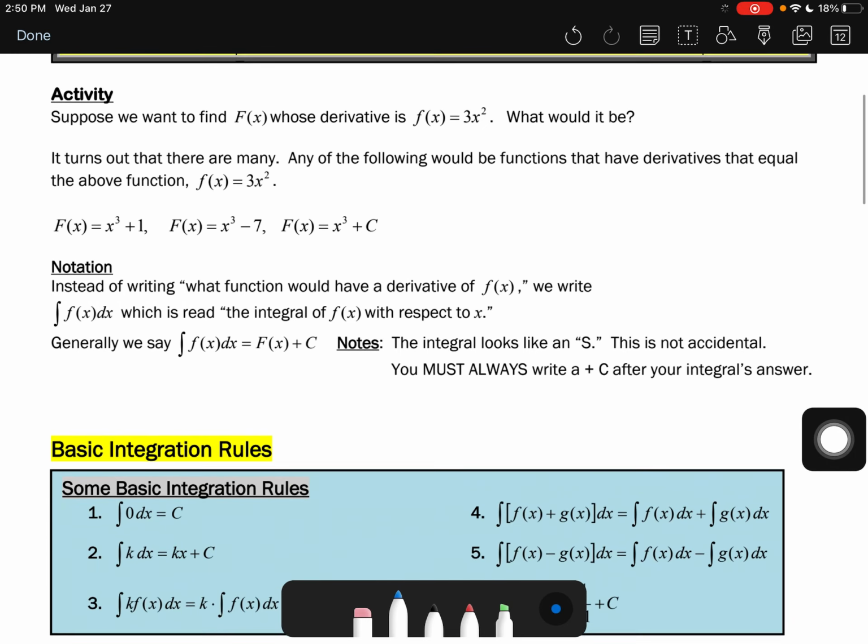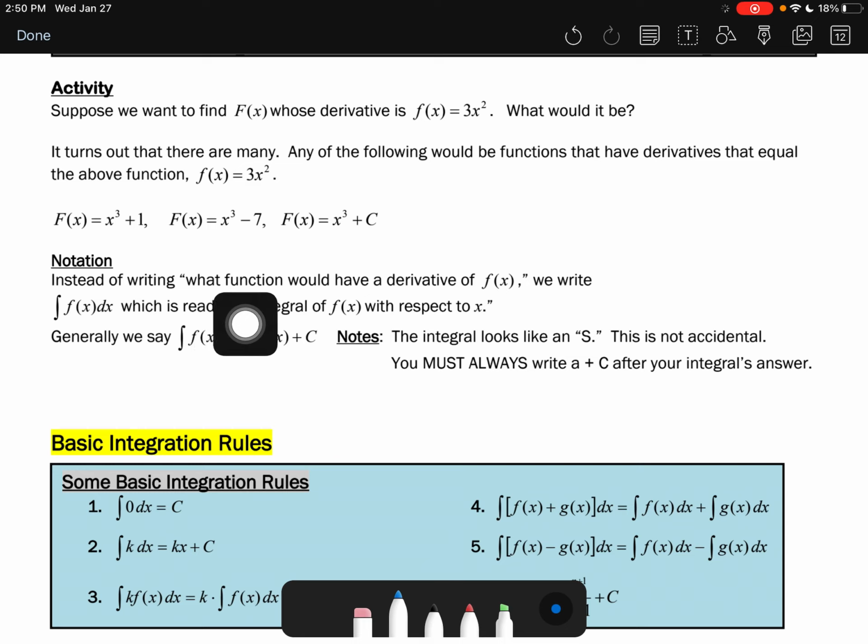All right. Okay, so talking about the notation, instead of writing what function would we have the derivative of, we write, we've already used this symbol, we've called it an integral, right? The integration, we talked about it geometrically as being the area under the curve, but it's read the integral of f of x with respect to x. So generally we say the integral of f of x with respect to x, so that's the dx, would be equal to, and then like I said up here, they use that capital F of x plus C. So after you take the antiderivative of f of x, the general notation is they use the capital F of x plus C.